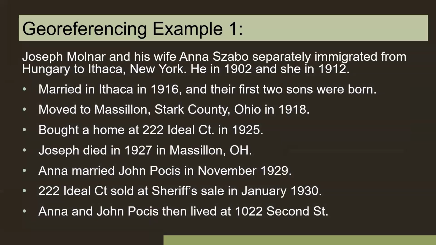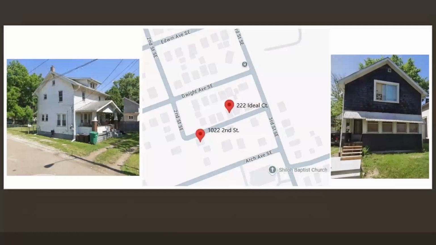This family came from Hungary. They moved to Massillon, Ohio from Ithaca, New York, where they married, and her husband died, and then she remarried. And there are two addresses, Ideal Court and the second house at Second Street. So while I was researching the family, I made this map for my client. The Second Street house is on the left, the Ideal Court's on the right. This was easy to find because there are still existent buildings in Google Maps. So this was not a hard one.